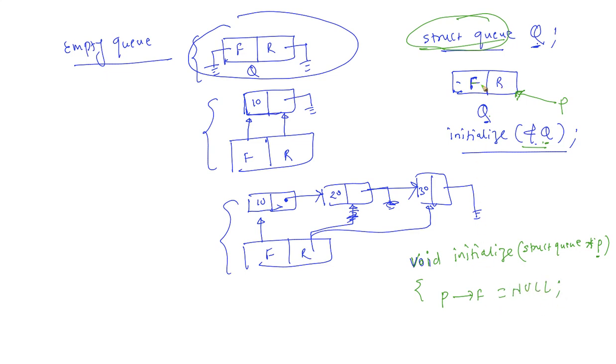Right? So this will set f to null. And I want to set r to null, so I should say p arrow r equal to null. So this will set this to null, right? So that is the initialization of the queue.